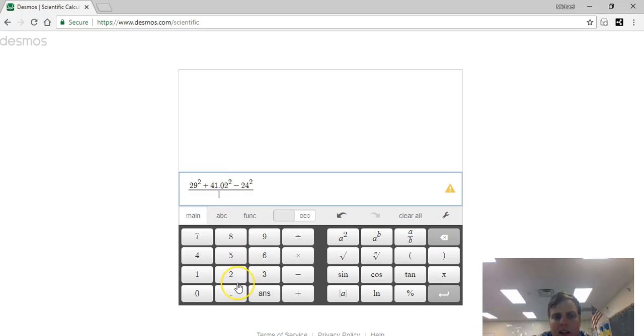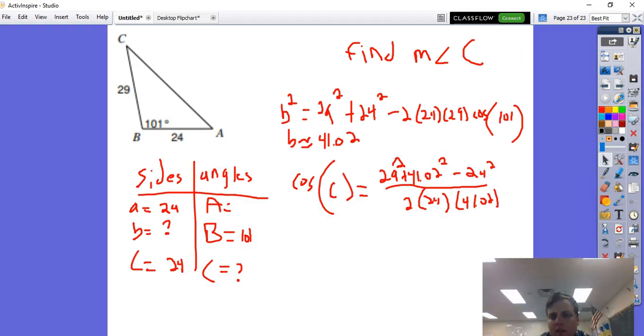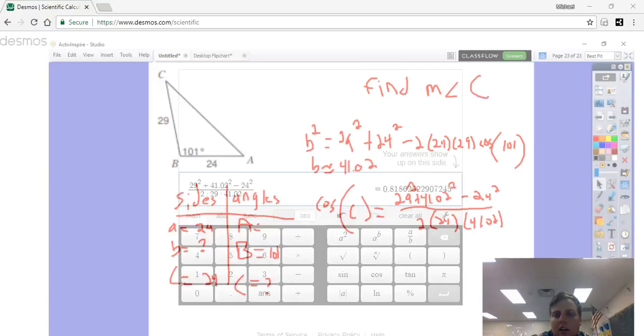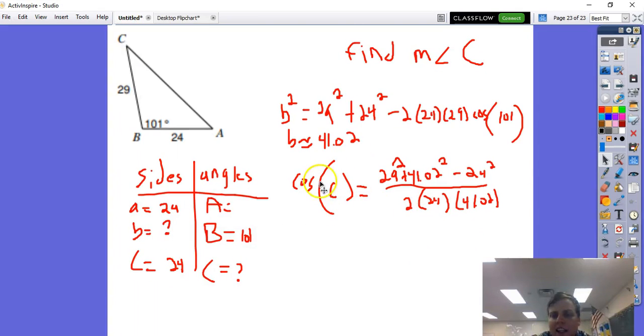divided by, if I'm not mistaken, it's 2 times 29 times 41.02. Let me double check that I did that right. Yes, I did, and that's what I get. Now, let's be very clear. Cosine C equaled that number. So cosine C equaled that 0.8-something number. That's what cosine of angle C equaled. It equaled 0.812, something like that. I had to double check.